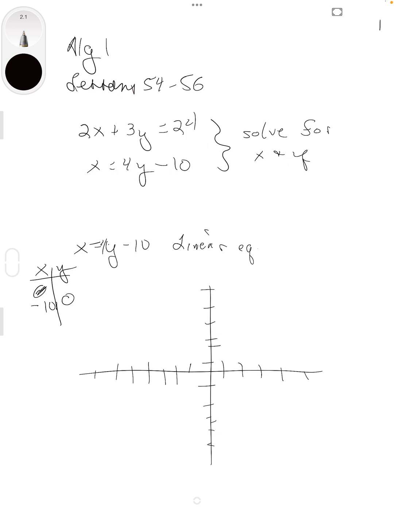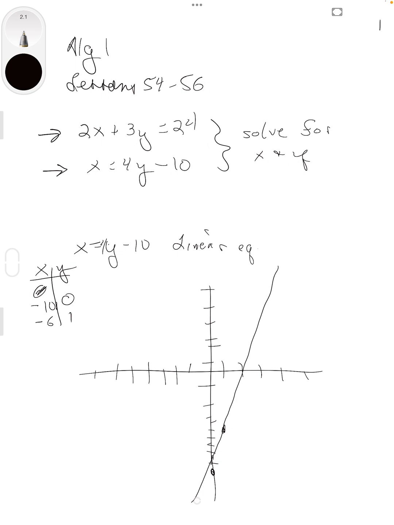0 over, 10 down. I'd make a dot there. And then if I were to pick another one, let's say y was 1. Well, what's 4 times 1? 4 times 1 is 4, minus 10 is negative 6. So in this case, when it's 1 over, it's negative 6 down. I could do more of these, and I would end up with a line looking something like this. So this is a linear equation. This is also a linear equation.